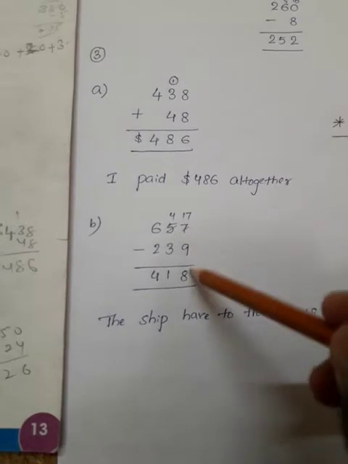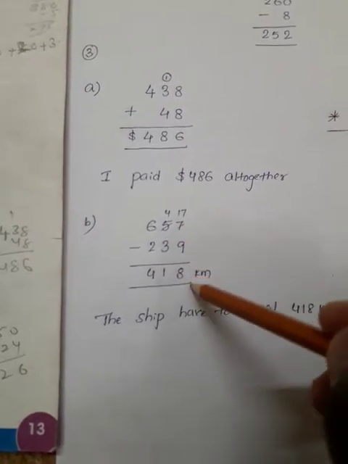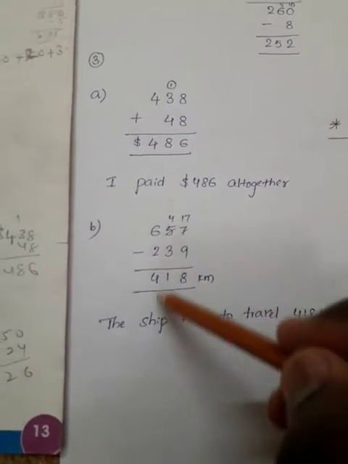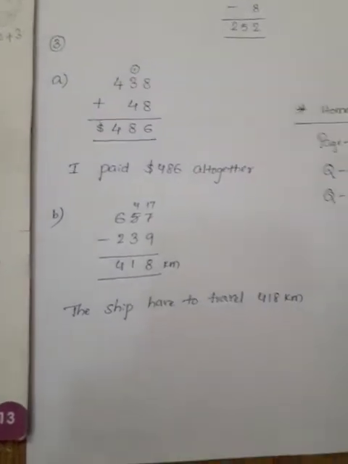So you have to subtract. 6 minus 9 not possible, carry. 16 minus 9 is 7, 5 minus 3 is 2, and 6 minus 2 is 4. So the ship has to travel 417 kilometers.